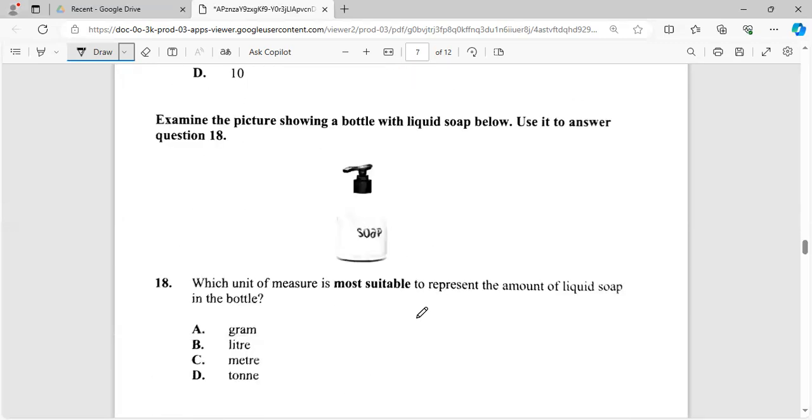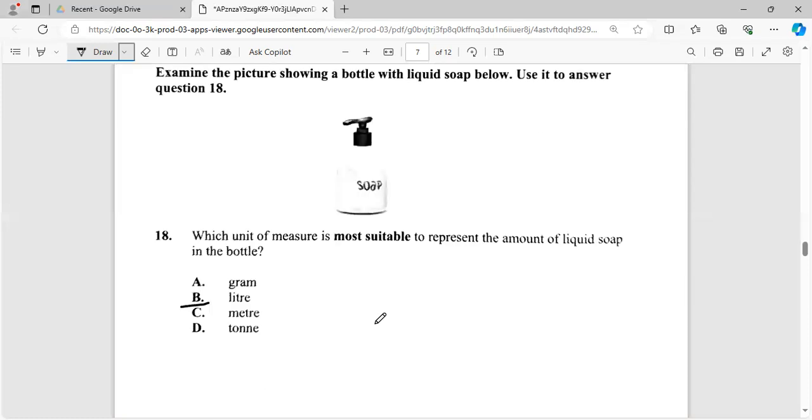Examine the picture showing the bottle with liquid soap below. Use it to answer question 18. Which unit of measurement is most suitable to represent the amount of liquid soap in the bottle? Is it gram, liter, meter, or ton? I'm going to go with liter.